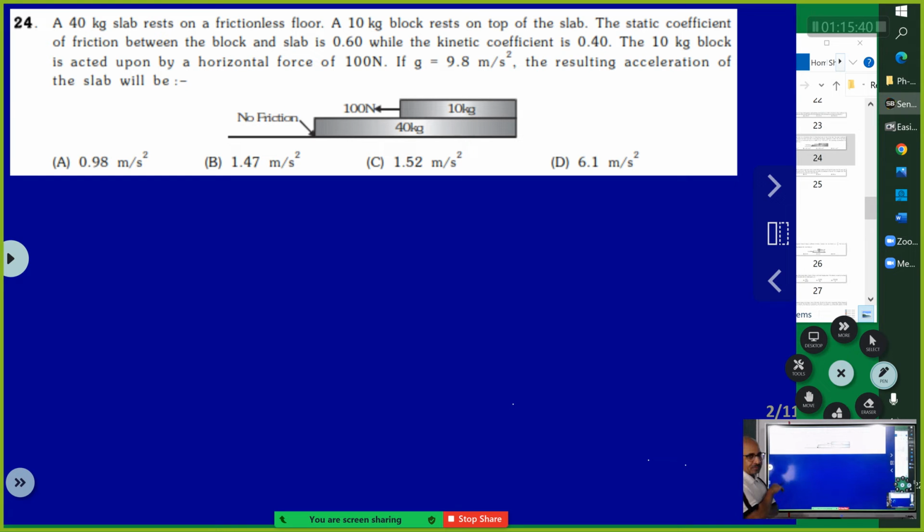So you have to go in steps to get the answer. So in these problems, first see whether both the blocks will move together. Whether both the blocks will move together. Okay, so if both the blocks move together, then that means now 100 Newton will be distributed between 10 kg and 40 kg.